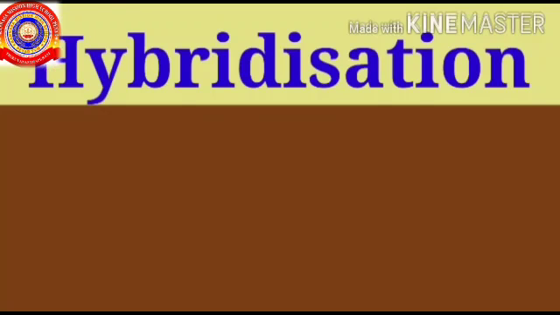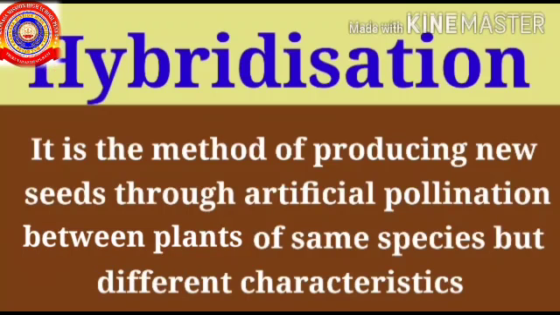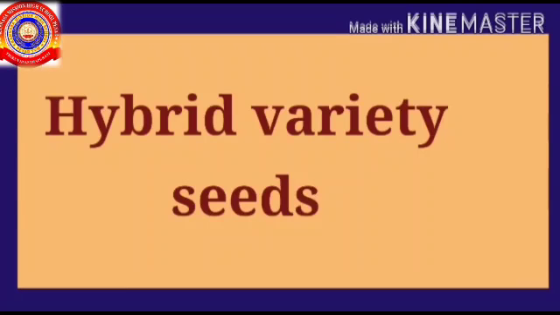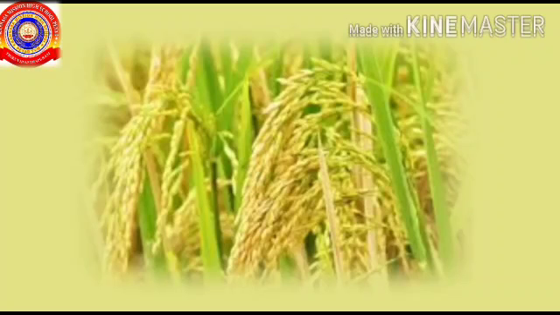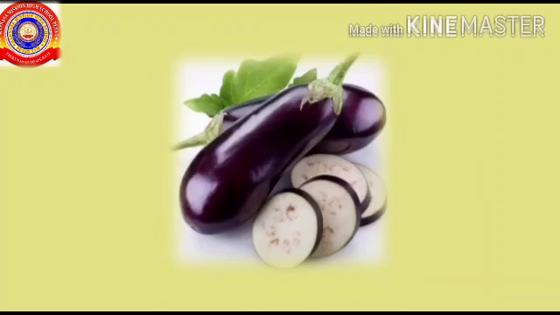For combining the desired qualities of plants of the same species, we use a method called hybridization. That is, it is a method of producing new seeds through artificial pollination between plants of the same species but different characters. So students, do you remember the hybrid varieties of coconut? Paddy, green chilli, lady's finger, brinjal, and tomato. It is very important.